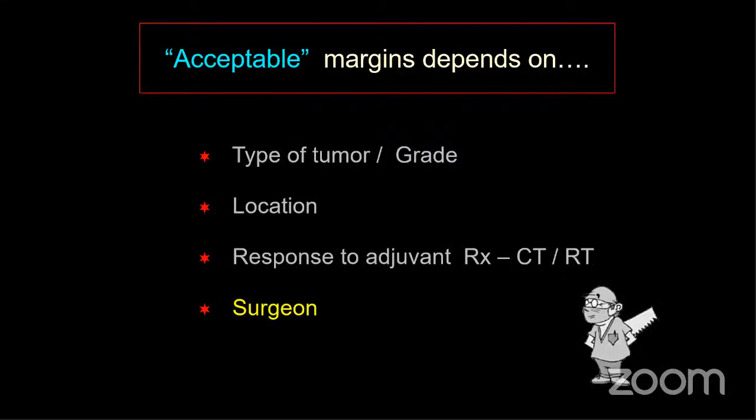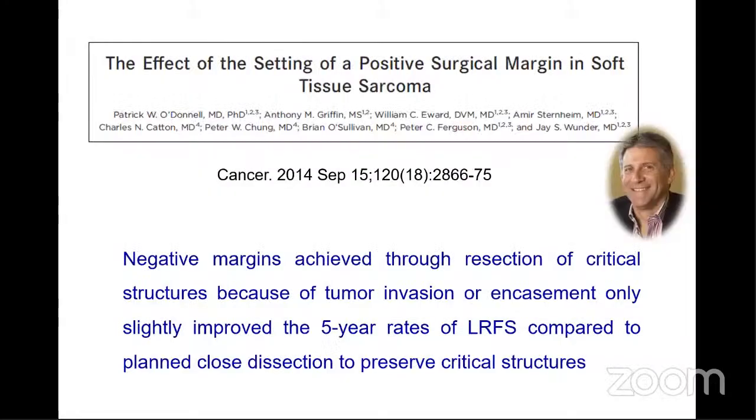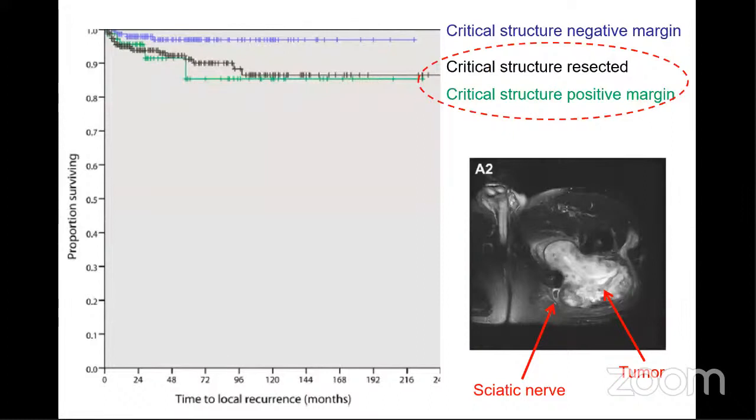A surgeon also uses personal preferences very often to decide on margins, and this paper from the Toronto group again documents that when there is a critical structure that is involved or partially encased to the tumor, resecting that critical structure may not necessarily contribute vastly to better local control. Doing a marginal or a planned positive excision to just save that critical structure may actually give you equivalent margins with much better functional outcomes.